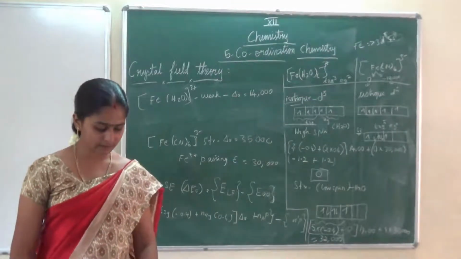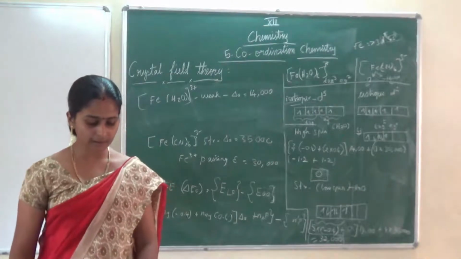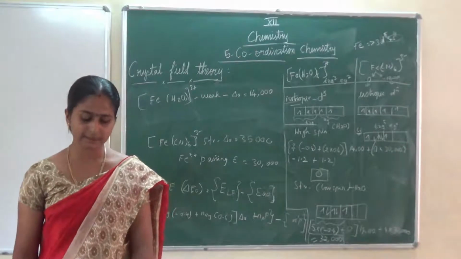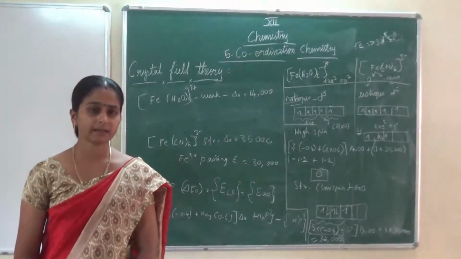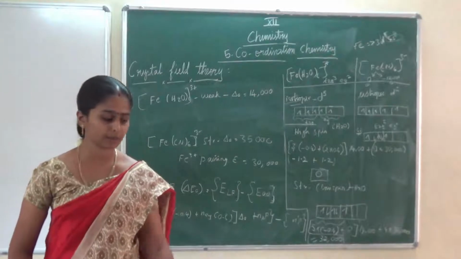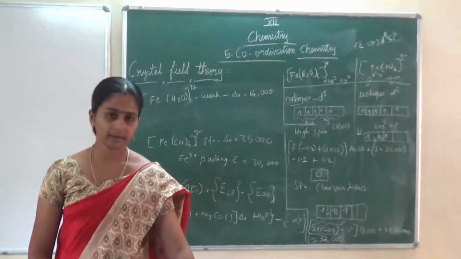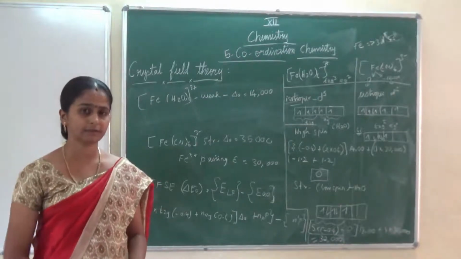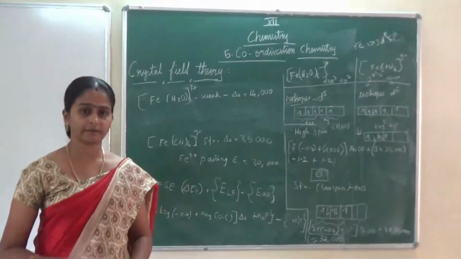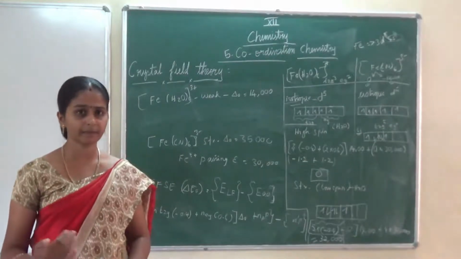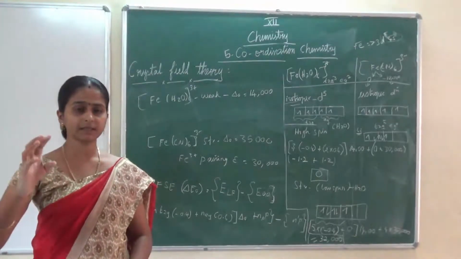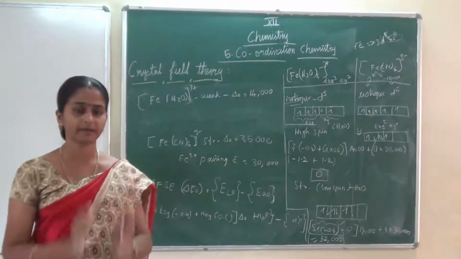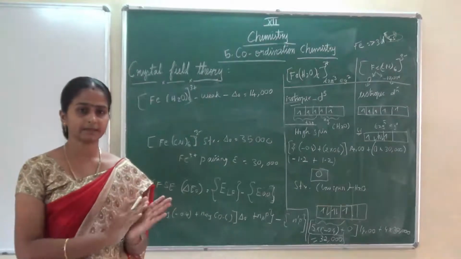The next one here is the color of the complex. Based on this crystal field splitting energy, we can explain the color of the complex. In valence bond theory and Werner theory, they didn't explain anything about color. Crystal field theory gives an idea about the color of the complex based on the crystal field splitting energy. If the energy is this much, then the color will be blue or green, like that. They have given one list.